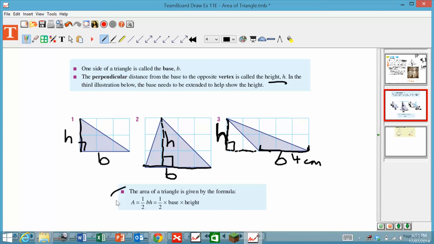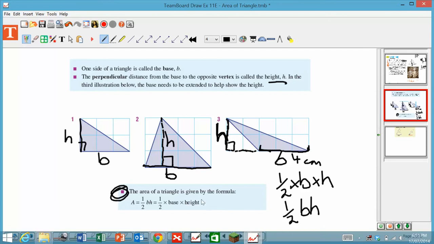Alright, so our formula, and this is the important thing you need to put in your books and in your help sheets, is half times base times height. Okay, so half times base times height. Actually written it's just half BH.